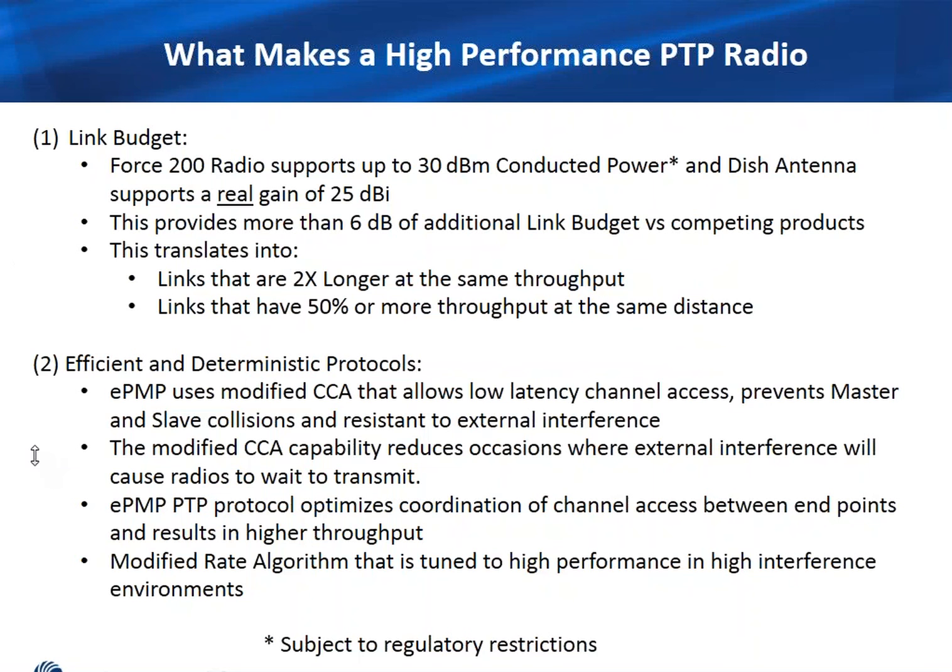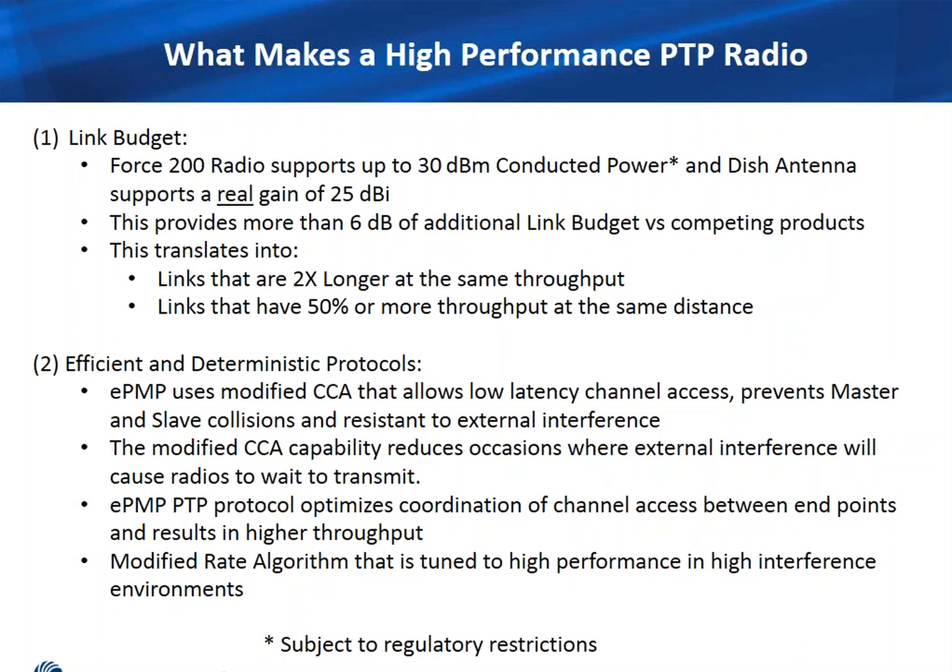Now, what makes a good high-performance point-to-point radio? It's really kind of two things. One is link budget. Link budget is a term used to measure basically the conducted power and the antenna gain, which really determines how far you can have links go and what kind of performance you can get. Now the Force 200 radio supports up to 30 dBm of conducted power, which is the best you're going to find anywhere in the industry in this price class. Of course, how much power you can use is really subject to regulatory restrictions. And then we have a dish antenna that supports a real gain of 25 dB.